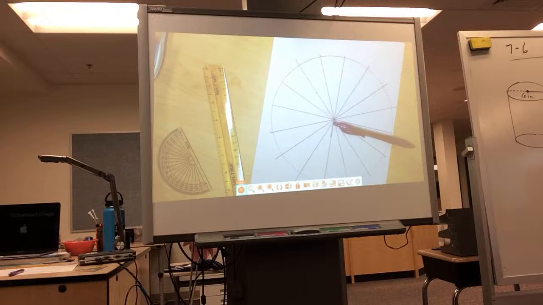Okay, can you cut your circle out? And then cut it into 4 equal sectors? Yes.